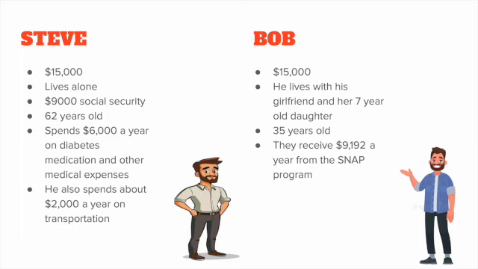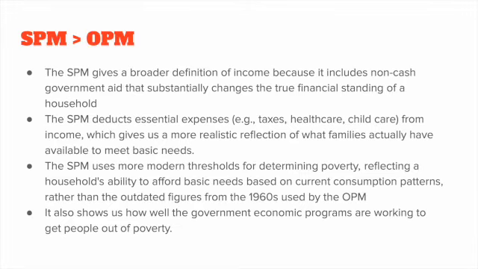Furthermore, he also receives $9,000 a year from the SNAP program, which makes him now above the poverty line, and Steve just barely above it. So we can see the SPM allows us to get a much fuller picture of what someone's financial situation looks like.